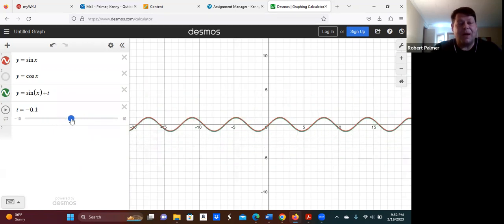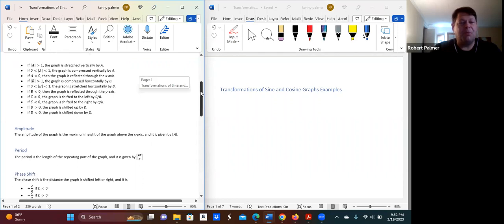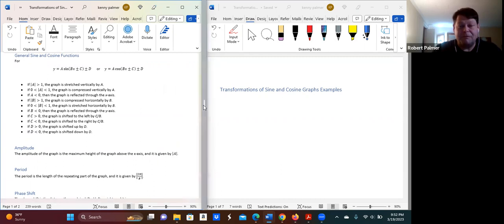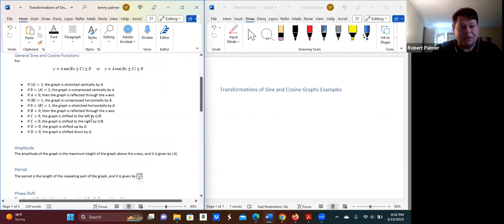So our goal then is to combine all these things together and see what happens. Okay, so let's review a couple more things. We said the amplitude is given by the absolute value of A, the number in front, that tells us how far it's stretched above or below the x-axis. The period we get by a little formula: the absolute value of 2 pi over b. So b is this number right in front of the x. And of course, b can be positive or negative. That's why we use the absolute value. The same thing with amplitude.